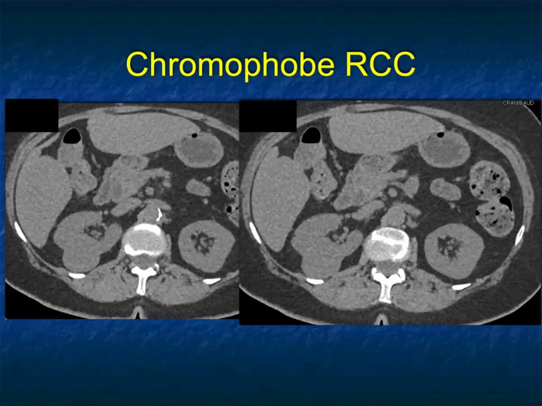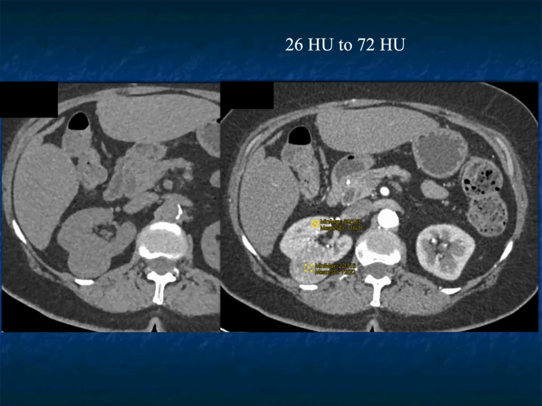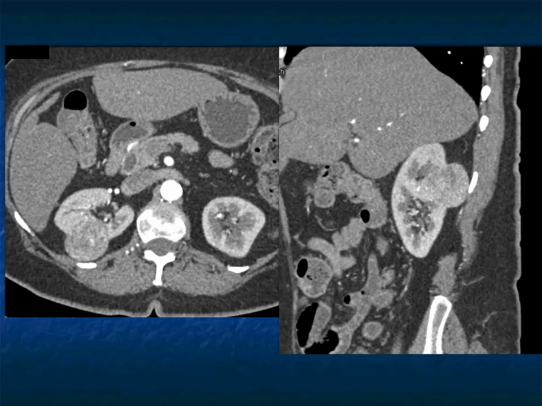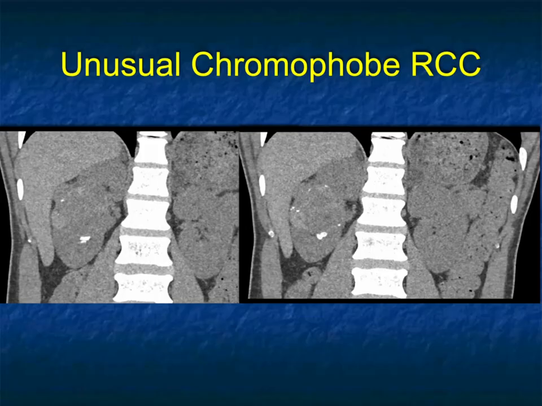Another example, a little bit like the last case, non-contrast, well-defined, solid, homogeneous lesion. With contrast, it enhances, but only to about 72 Hounsfield units. So now we're talking about papillary category or chromophobe. You can see it very well demarcated on both the axial and the sagittal views. Again, that was a chromophobe. Could you distinguish that from a papillary? The answer is no. But in both cases, you had relatively focal surgery, partial nephrectomies, and the patient did fine.